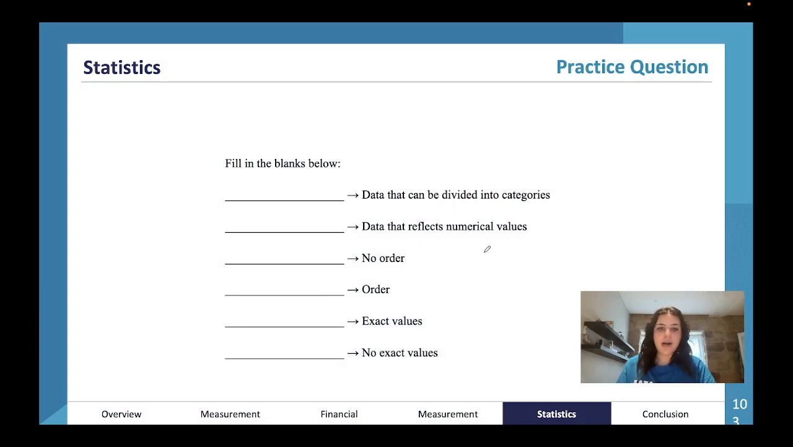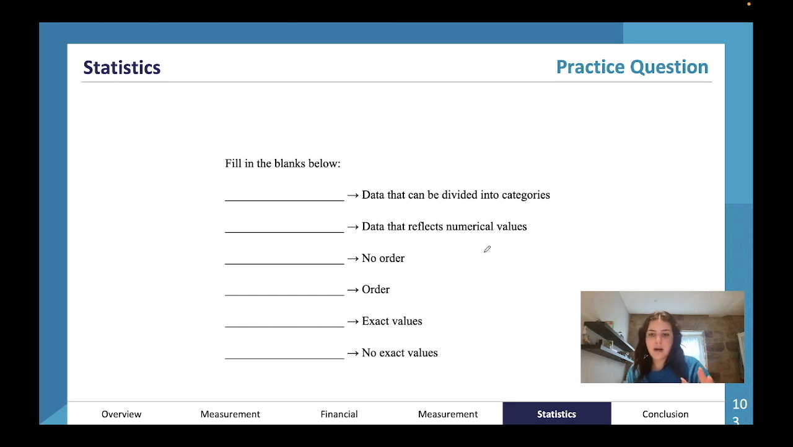All right, we're going to look at a practice question now. Fill in the blanks below. Data that can be divided into categories would be categorical. Data that reflects numerical values will be nominal. If there's no order, it's categorical ordinal. If there is an order, it's categorical nominal.